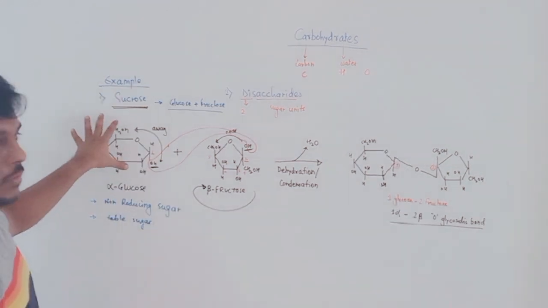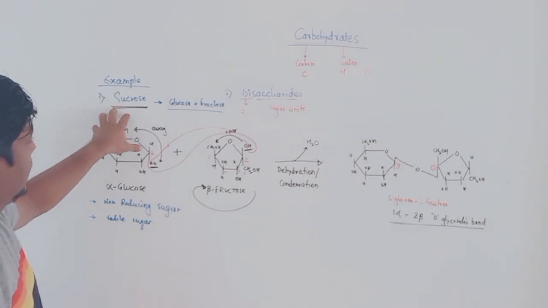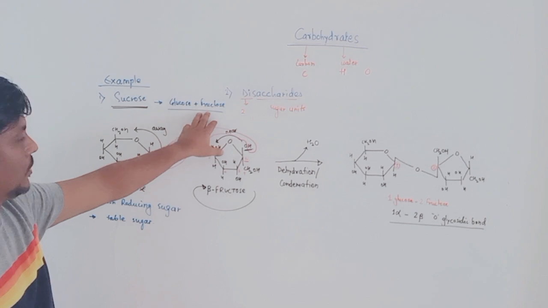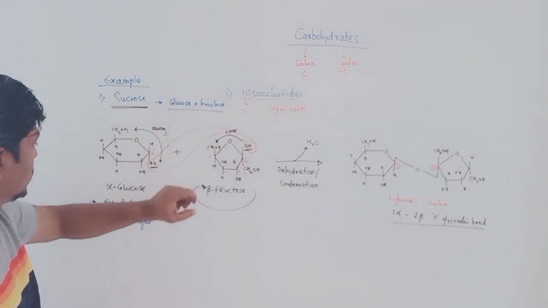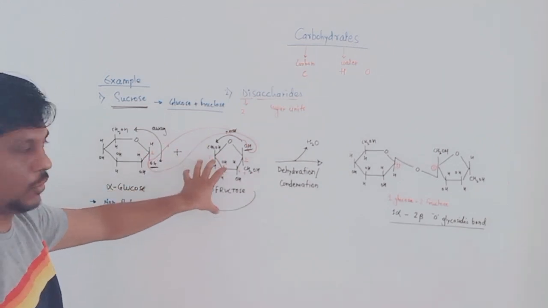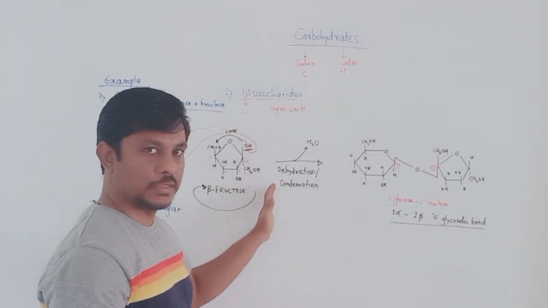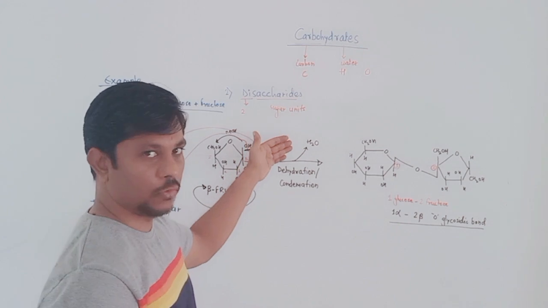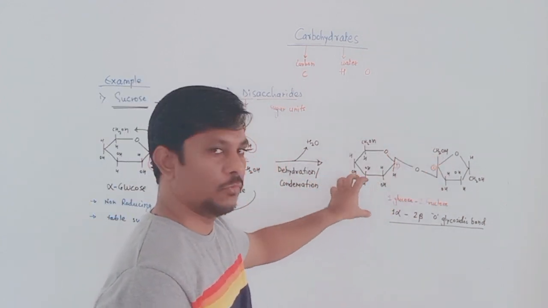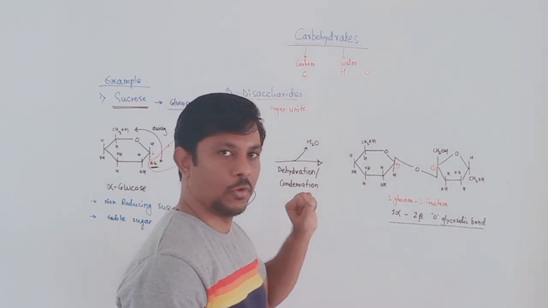Okay, so this is a sucrose molecule, which is a disaccharide, which contains one molecule of glucose and one molecule of fructose. So when the alpha glucose molecule combines with the beta fructose molecule, with the process of condensation or dehydration, with the removal of water, we get a sucrose molecule which has a 1 alpha 2 beta O-glycosidic bond.